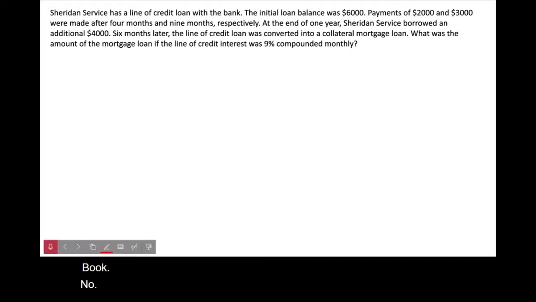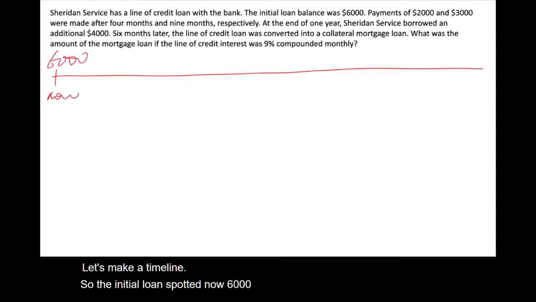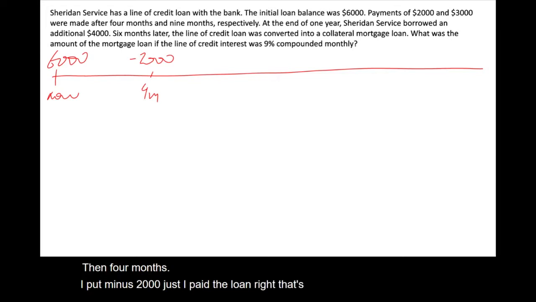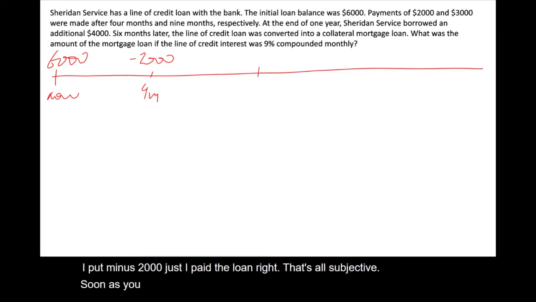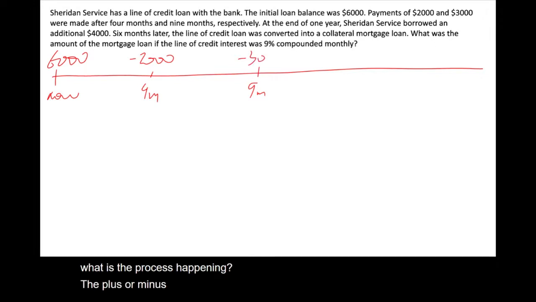Okay, now let's make a timeline. So initial loan, let's put it now, $6,000. Then 4 months, I put minus 2,000. I paid the loan, right? That's all subjective, but as soon as you understand what your marks are, as soon as you remember what process is happening, the plus or minus honestly makes no difference.